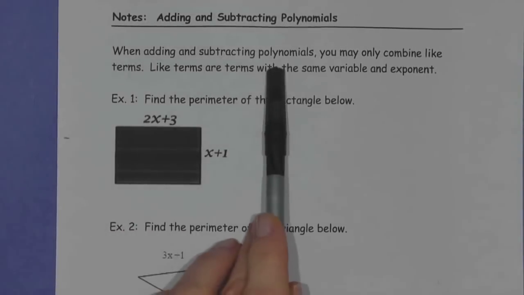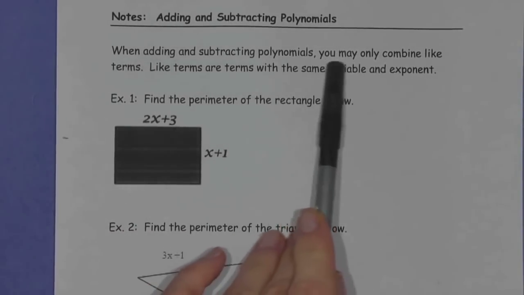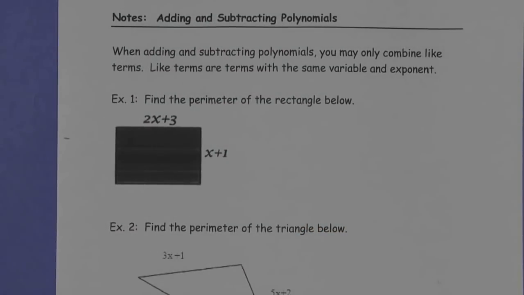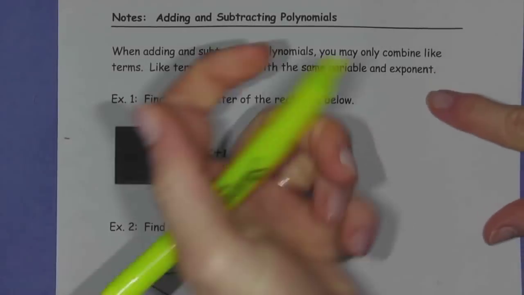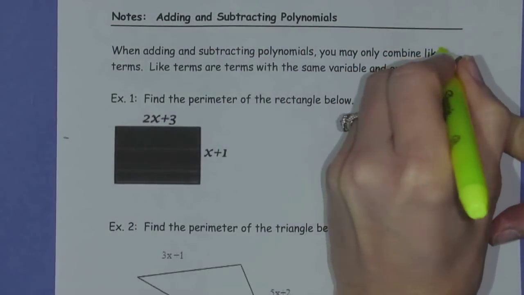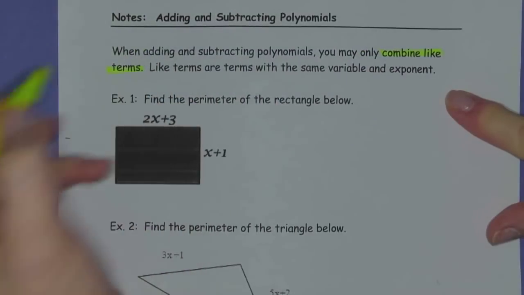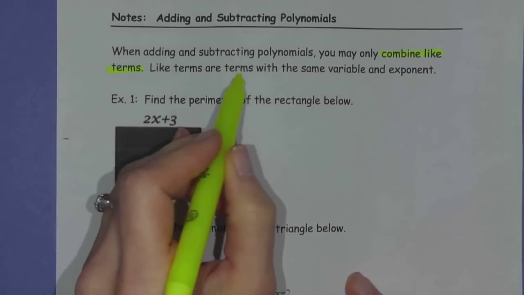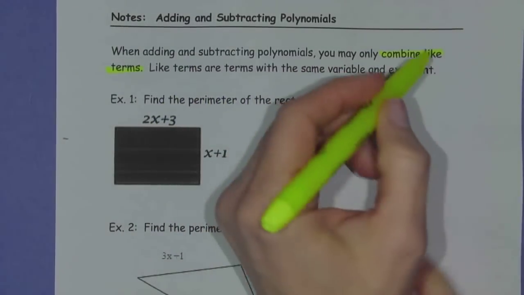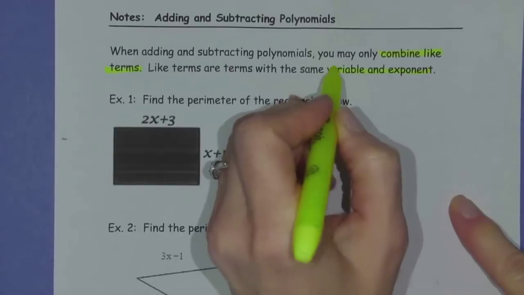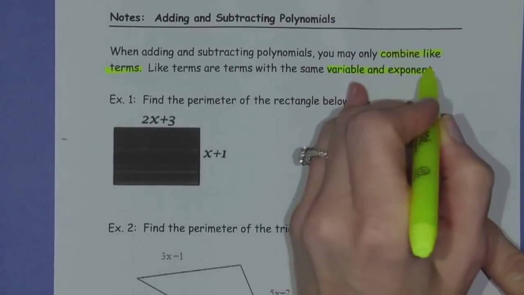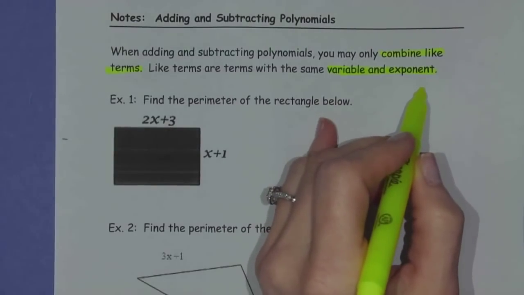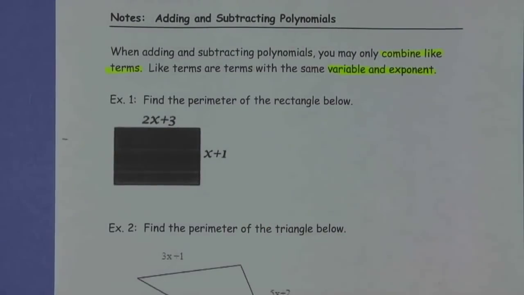It says, when adding and subtracting polynomials, you may only combine like terms. I think that's worthy of some highlighting. When adding and subtracting, you may only combine like terms. Okay, so what are like terms? Well, like terms are terms with the same variable and the same exponent. So the letter must match, and the exponent that letter is being raised to must match.